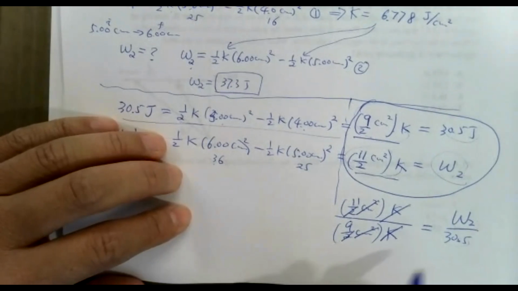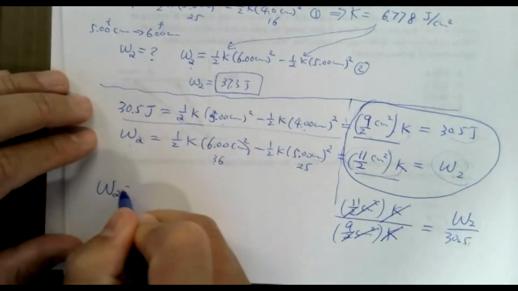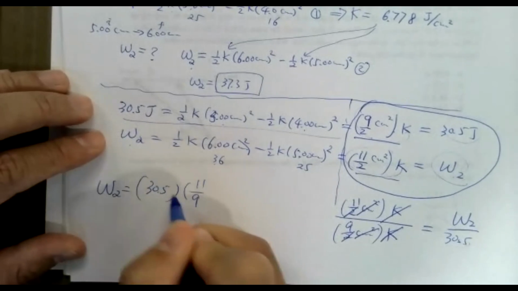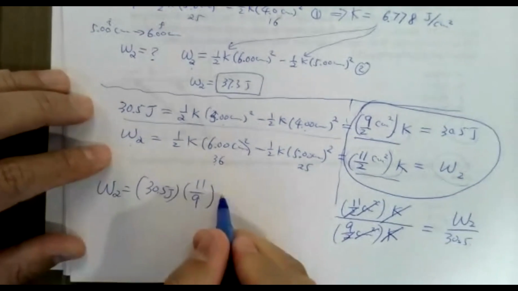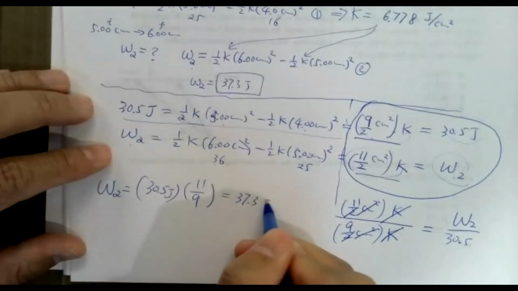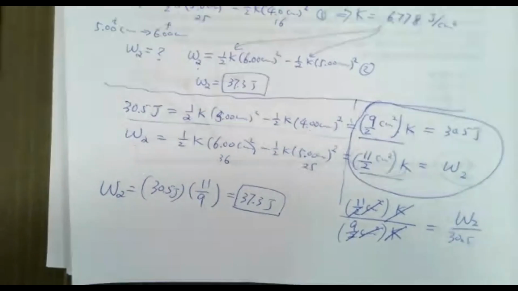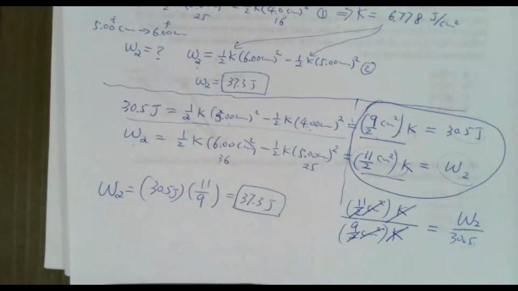So basically W2 then is equal to 30.5 times 11 over 9. That's in joules. So that gives you 37.3 joules, okay? So that's another way of solving this, okay? So you don't have to calculate for K if you do it this way, okay? But either way, it should be fine, as long as it works out for you, okay? Questions you guys might have?